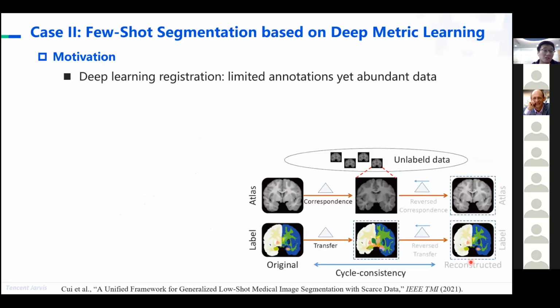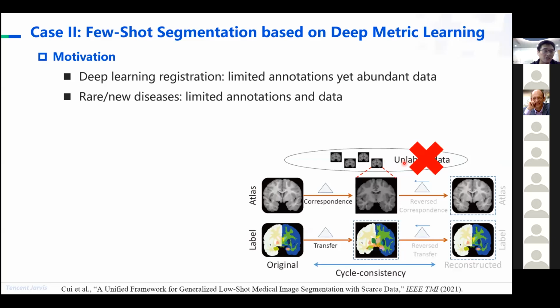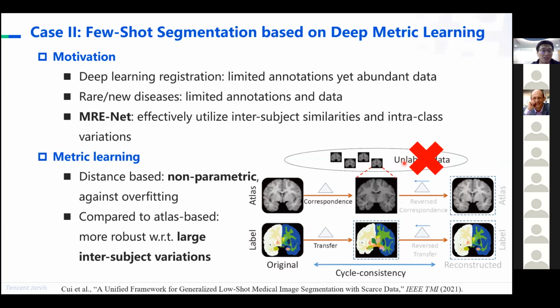Then the second one is few-shot segmentation based on deep metric learning. Registration-based methods can deal with limited annotations. However, they require abundant unlabeled data to train the registration. In some cases, like rare diseases or new diseases, there can be limited data as well. Therefore, we propose this MRE-net to effectively utilize inter-subject similarities and inter-class variations. It is metric learning, so it is based on distance. It is non-parametric, thus robust against overfitting. And compared to atlas-based methods, it is more robust with respect to large inter-subject variations.